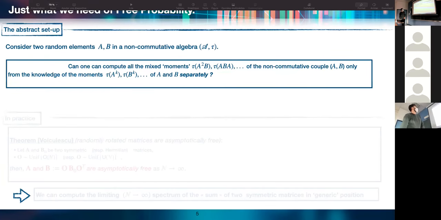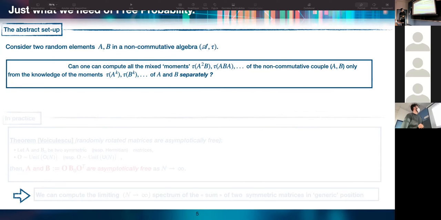So let me just recall what free probability is. First I will discuss just the abstract setting once. You are given a non-commutative probability space, and you have two operators A and B. And what you ask is the following: can I compute all the mixed moments? Because it's non-commutative, a squared b is different from aba, from the knowledge of the moments of a and b separately. So that's the abstract question.